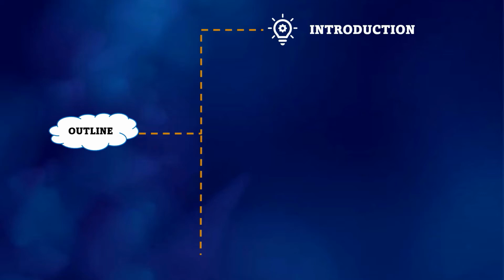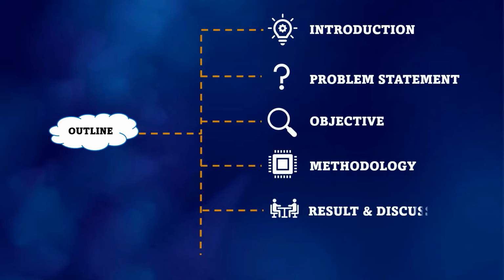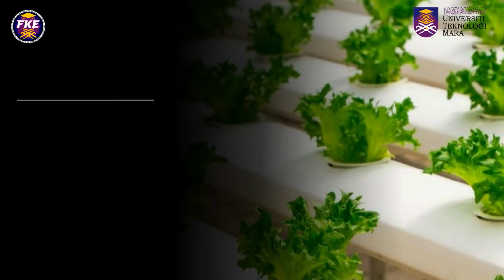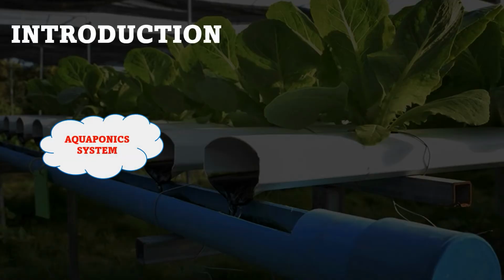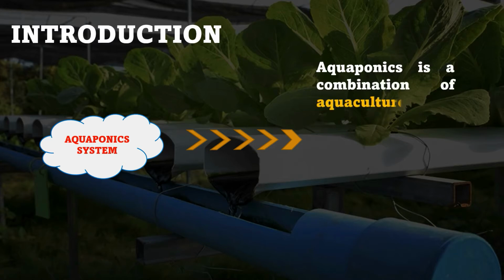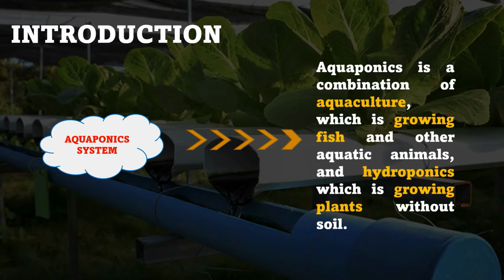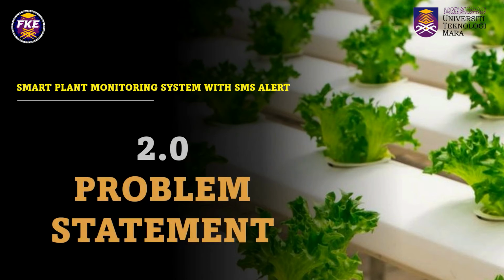The outline for this presentation is introduction, problem statement, objective, methodology, result and discussion, and lastly conclusion and future recommendation. Our first subchapter is introduction. The system plant that we use in this project is an aquaponic system. Aquaponics is the combination of aquaculture, which is growing fish and other aquatic animals, and hydroponics, which is growing plants without soil.